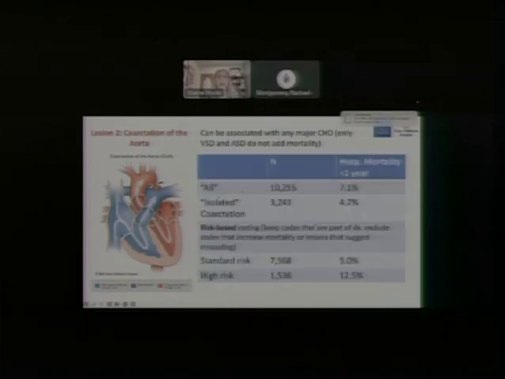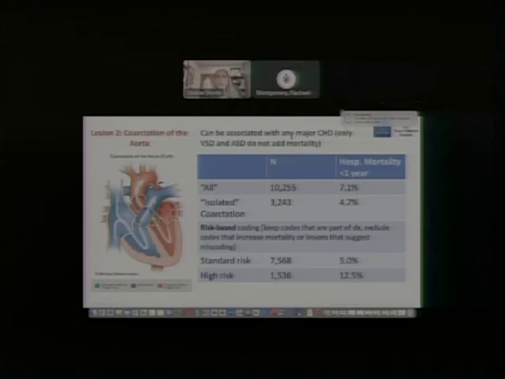So if we used all coarctation, we're going to get 10,000 cases, and the hospital mortality is going to be less than 1 year. If we use isolated coarctation and take out all major heart disease, we are going to cut almost 7,000 cases, and we do get lower mortality because all those complex lesions have been taken out, but 4.7.